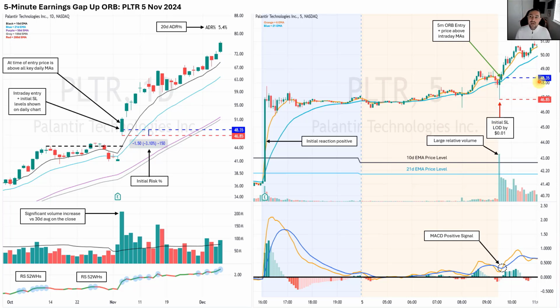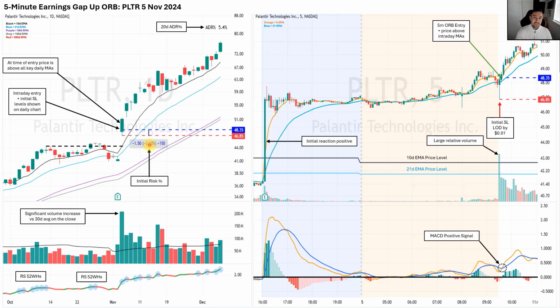So with the entry being here at 48.35 and the stop loss low of the day at 46.85, okay, that is going to be these levels here. You see this 48.35, 46.85 in here. Now that equates, if you get perfect execution, which again is going to be rare, to 3.10%. Okay, 3.10% is the initial risk percentage.